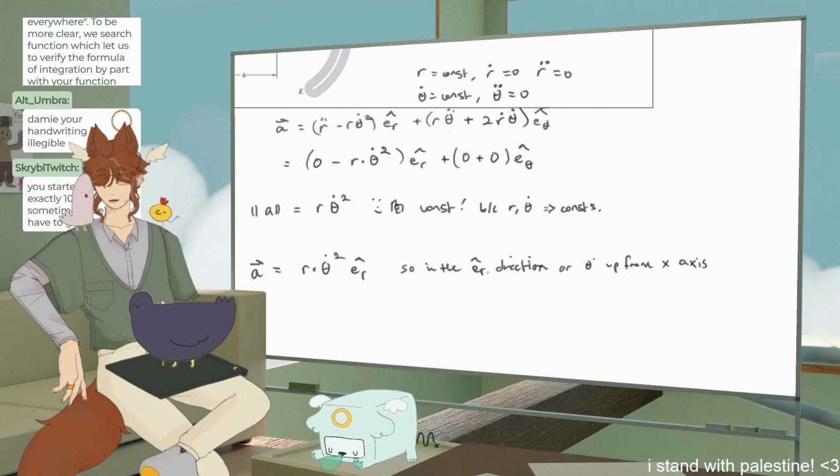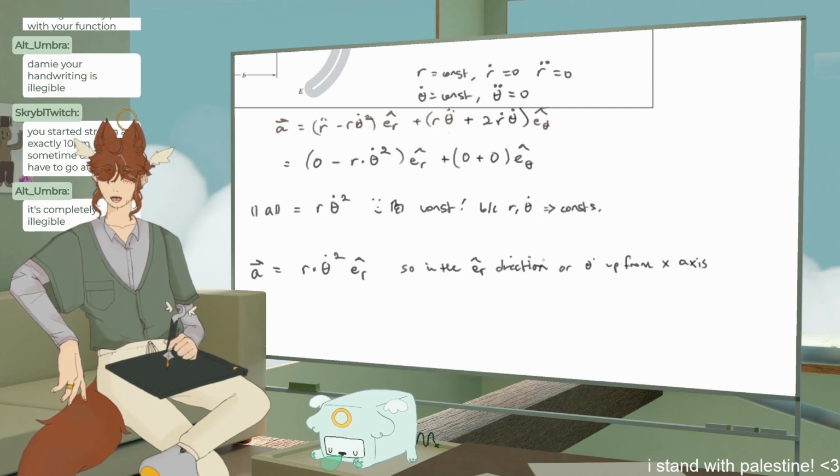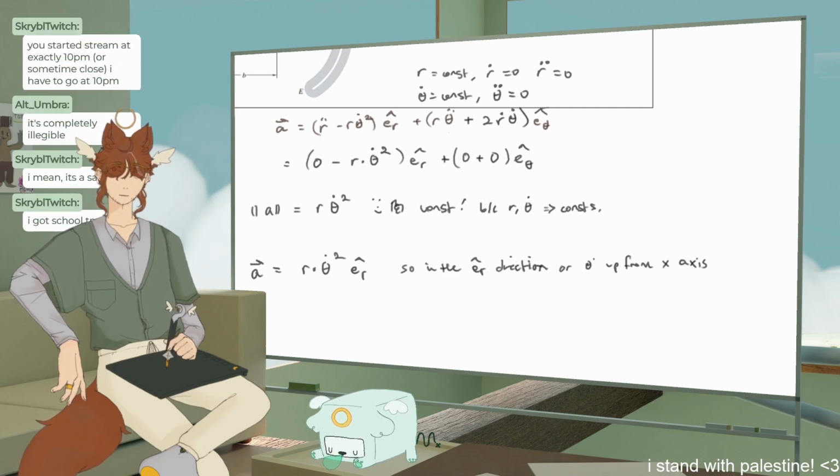Started streaming at exactly 10 p.m. and I have to go at 10 p.m. My bad. It's completely illegible. Well, it sounds like a skill issue. I think it's pretty legible. We've had this discussion before. Now, okay, wait a second. I will say one thing that is illegible. Wait, let me show you. This one you can get on my case about.